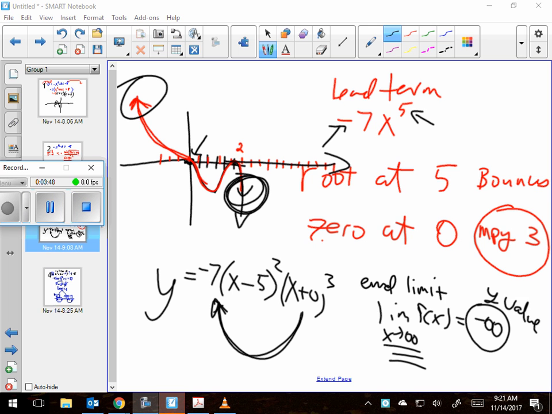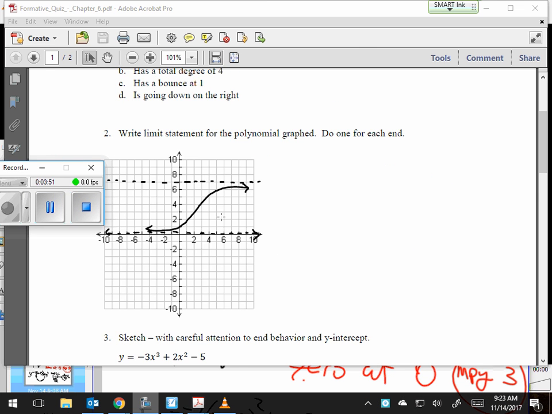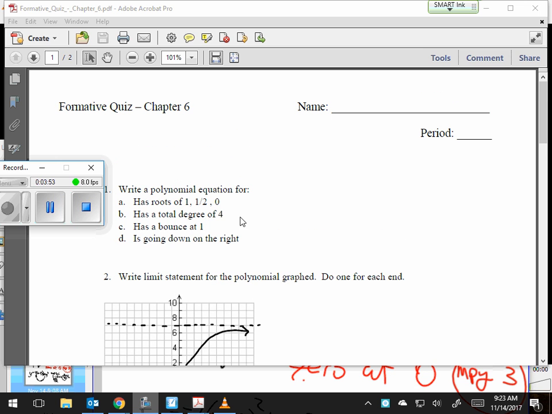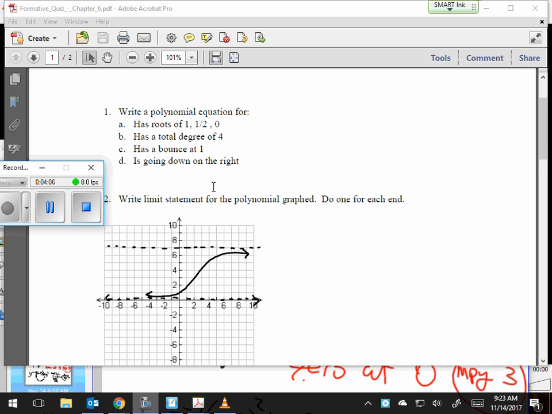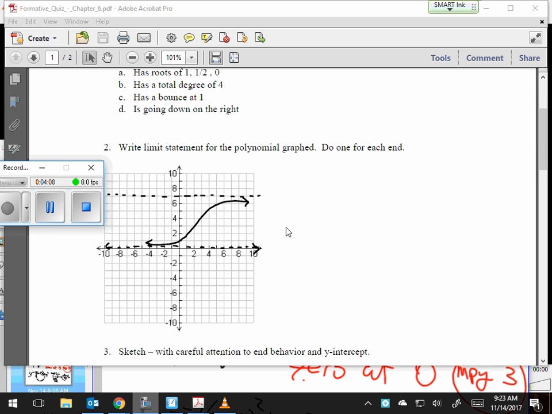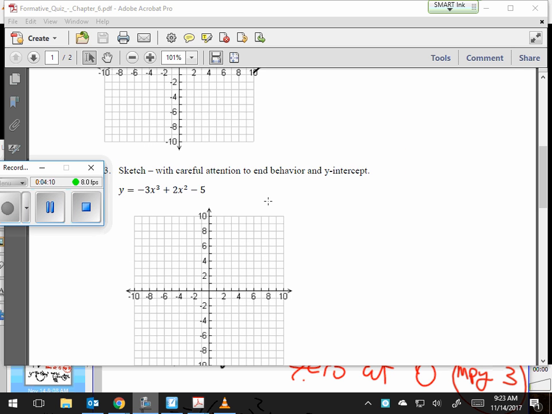I'm going to pause for a minute while we pull up the smartboard for today. All right, so here's our review task for today, this little formative, as in not in the 85% category, quiz. And here's write a polynomial that has blah, blah, blah. That sound familiar? We just did that. And then how about a limit statement? We just did that. Okay, and then what else?